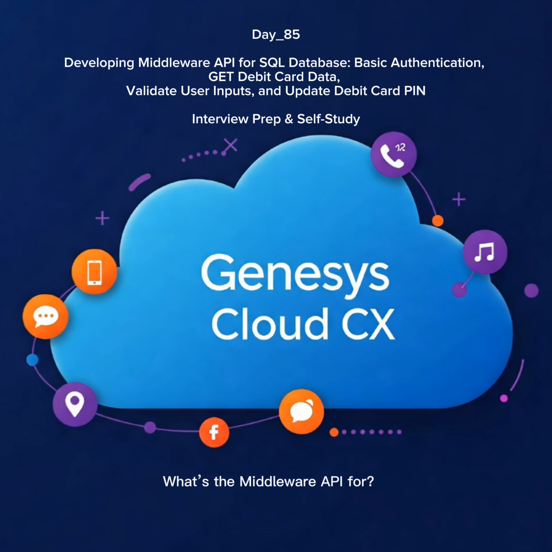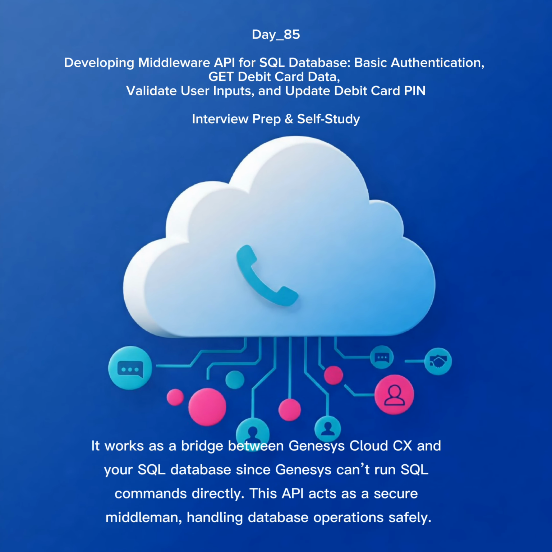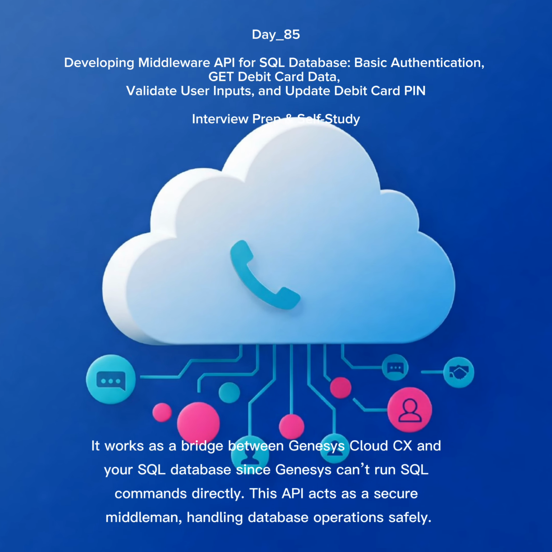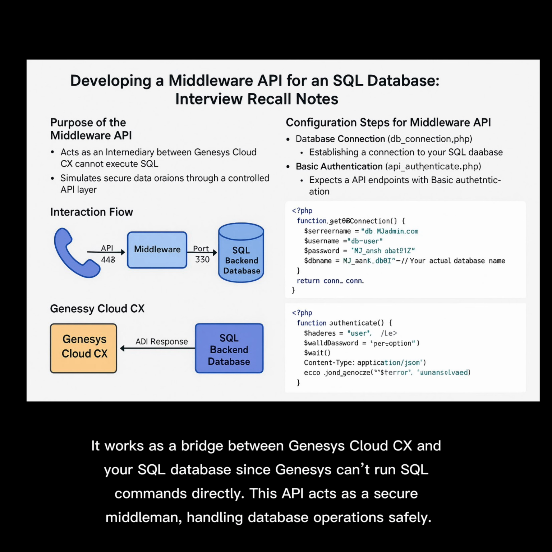What's the middleware API for? It works as a bridge between Genesis Cloud CX and your SQL database since Genesis can't run SQL commands directly. This API acts as a secure middleman, handling database operations safely.